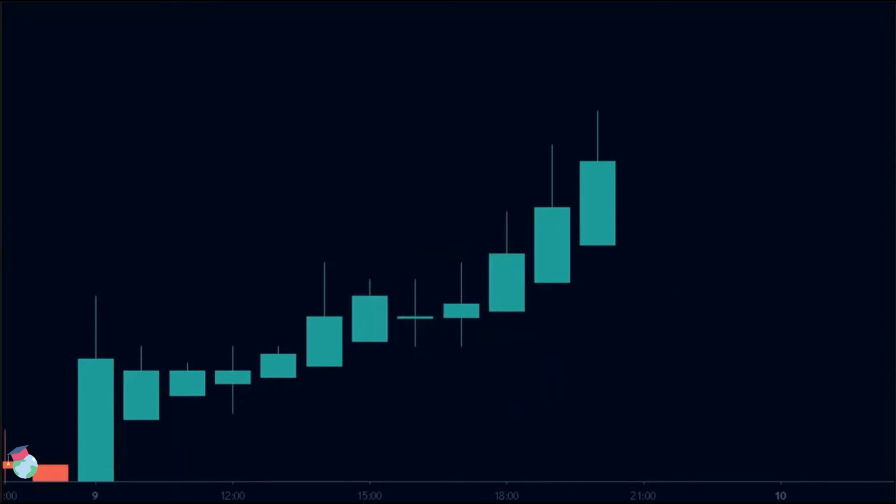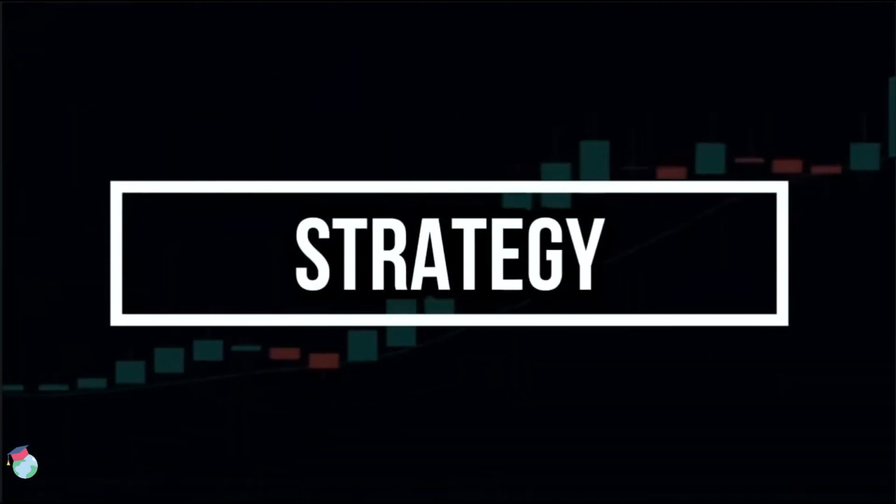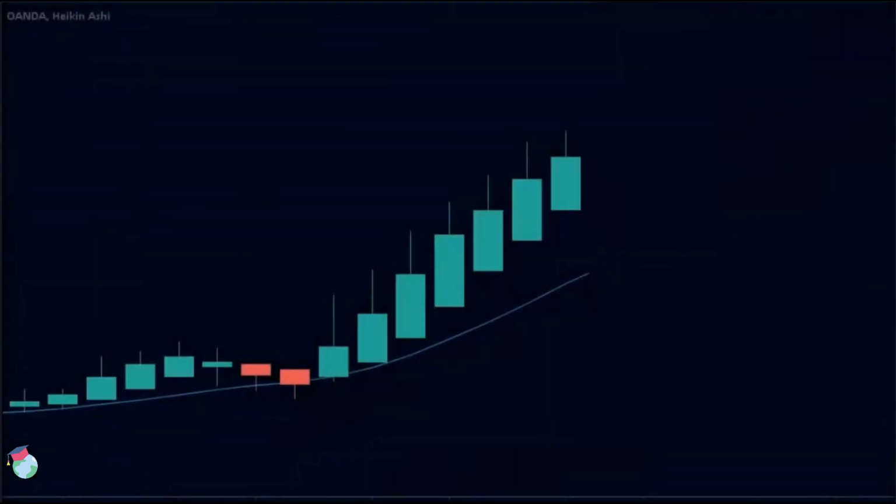Now that we have understood the types of Heikin Ashi candles, we can focus on the strategy. Our strategy focuses on capturing impulsive moves in the direction of the trend. Our goal is to identify pullbacks and enter when the price resumes in the trend. To trade this strategy, we first need to identify the trend of the market. We will find the trend by plotting a moving average.